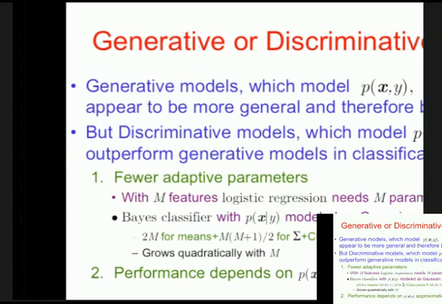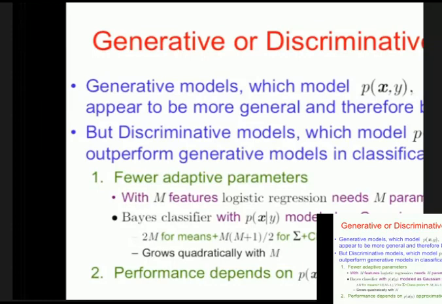There are fewer adaptive parameters in discriminative models. If you look at the logistic regression problem which we just saw, I give you a bunch of inputs, how do I find the weights for all of these inputs to decide yes or no? Well, if you have M inputs, you need M parameters. You need to learn M parameters, and you'd have to learn them using gradient descent for logistic regression.